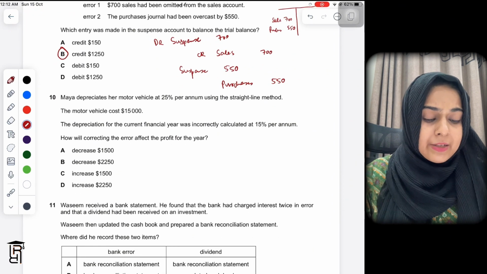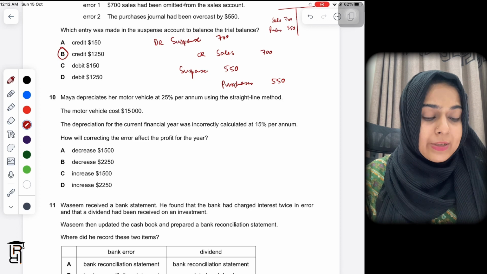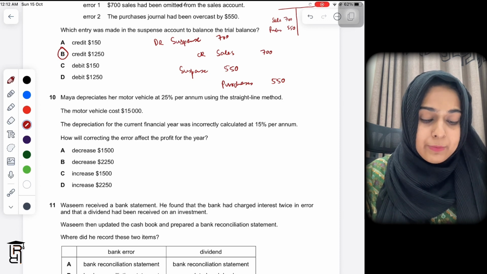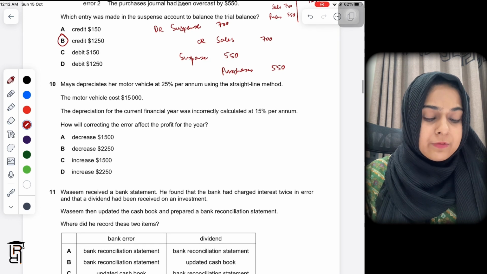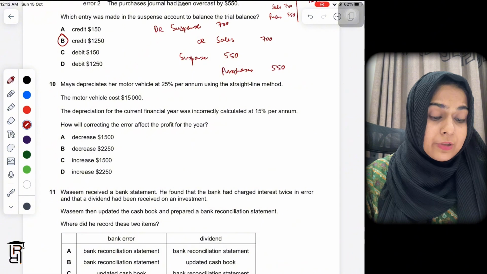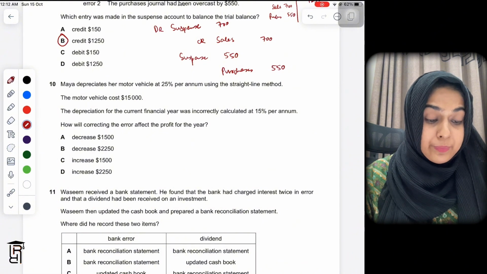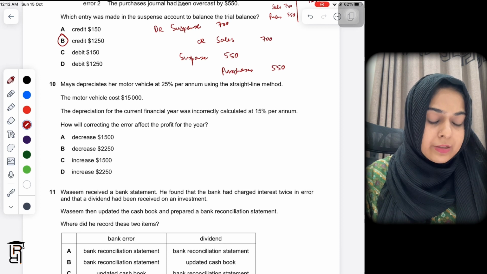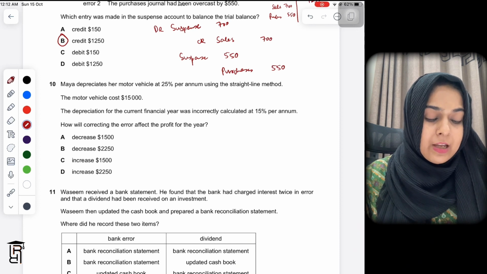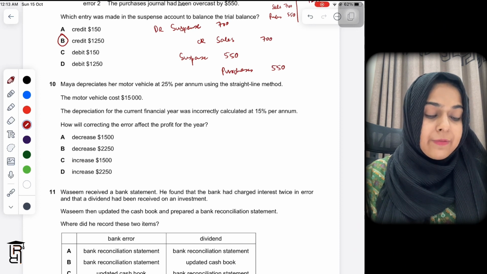Okay. Maya depreciates her motor vehicle at 25% per annum using the straight line method. The motor vehicle had a cost of 15,000. Depreciation for the current financial year was incorrectly calculated at 15% per annum instead of 25% per annum. So how will correcting the error affect the profit for the year?